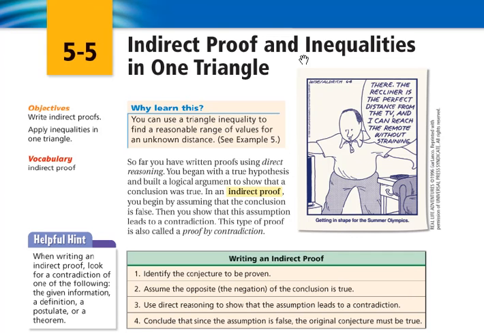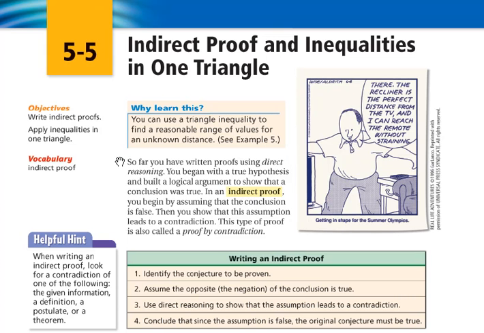And this section is all about indirect proof and inequalities in one triangle. This is one of those sections that can be a little bit tricky at times, but just be sure to read through the whole chapter and maybe take a few notes as you go through, and you might have to go back and even reread a few things here.